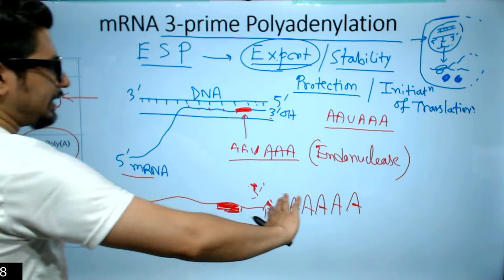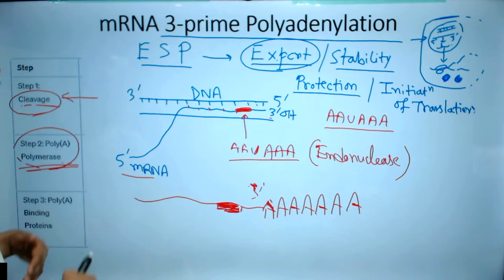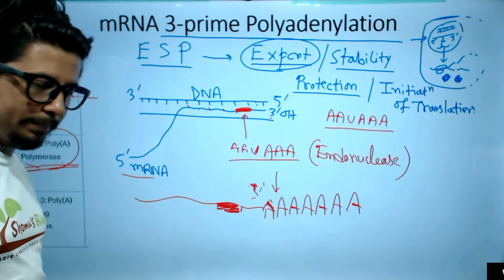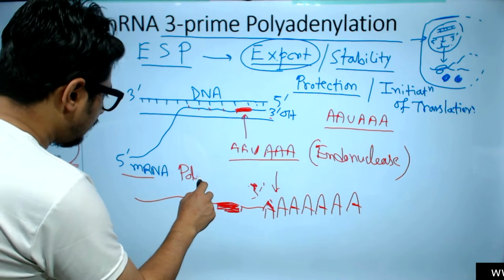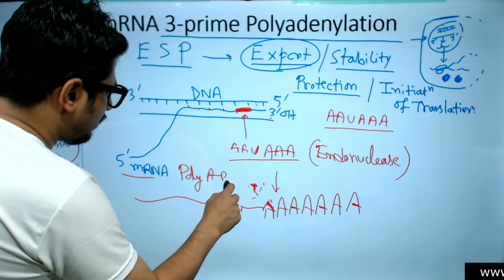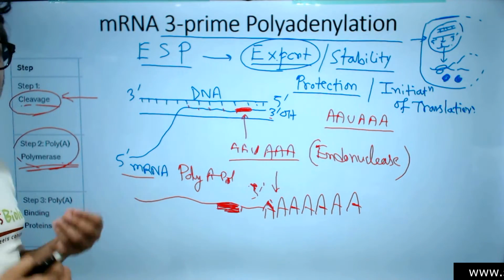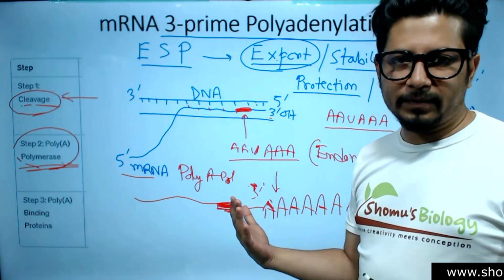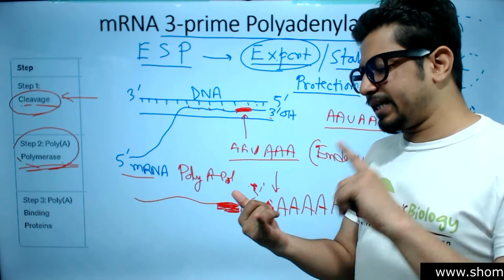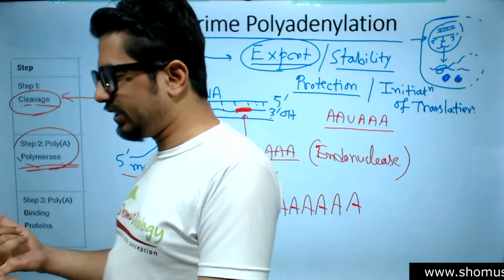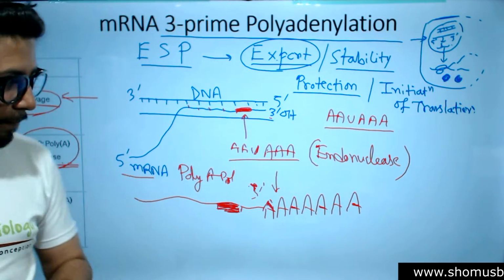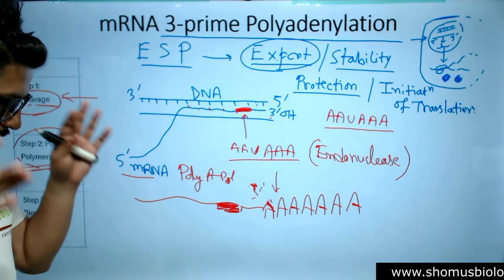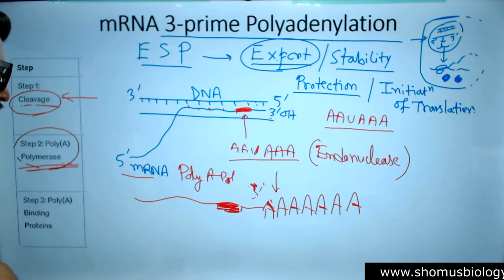Once multiple A's are added to the 3 prime end, who does that? The enzyme poly A polymerase. Remember that. Now what does this name signify? This is a polymerase enzyme, but it can only attach A. A polymerase enzyme can attach A, U, C and G in the case of RNA, but this poly-A polymerase can only add adenosine. It can only add A, not any other nucleotides.